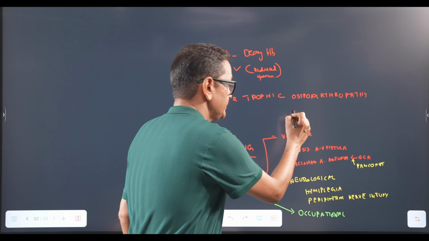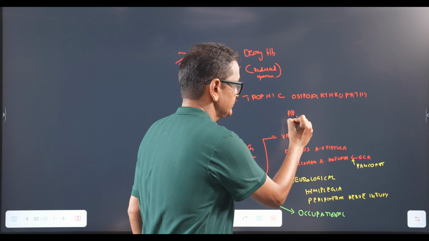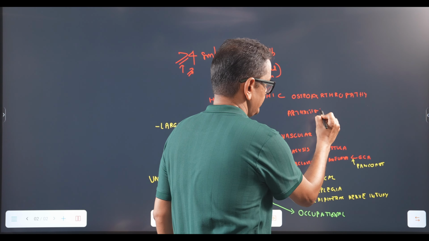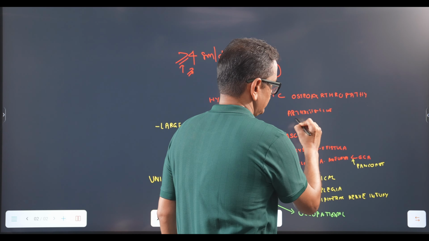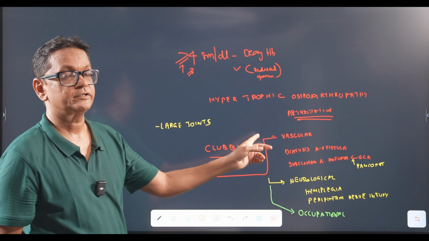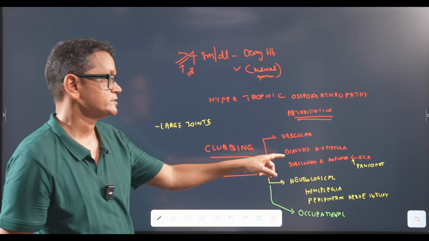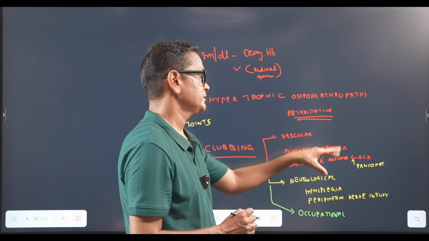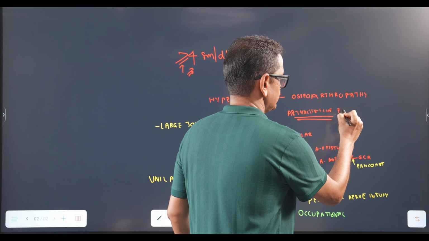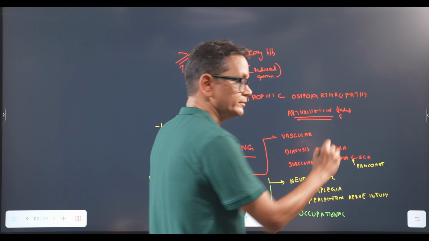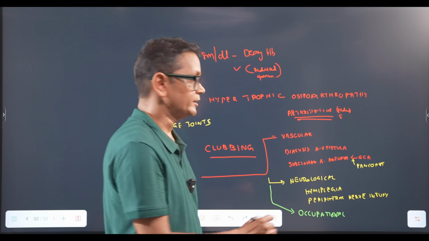Means arthritis-like, not arthritis. It is not arthritis because it is not involving the joint. It is involving the periosteum of diaphysis. So the typical classical description is arthritis-like features. So what are those features? Swelling, pain, those things.